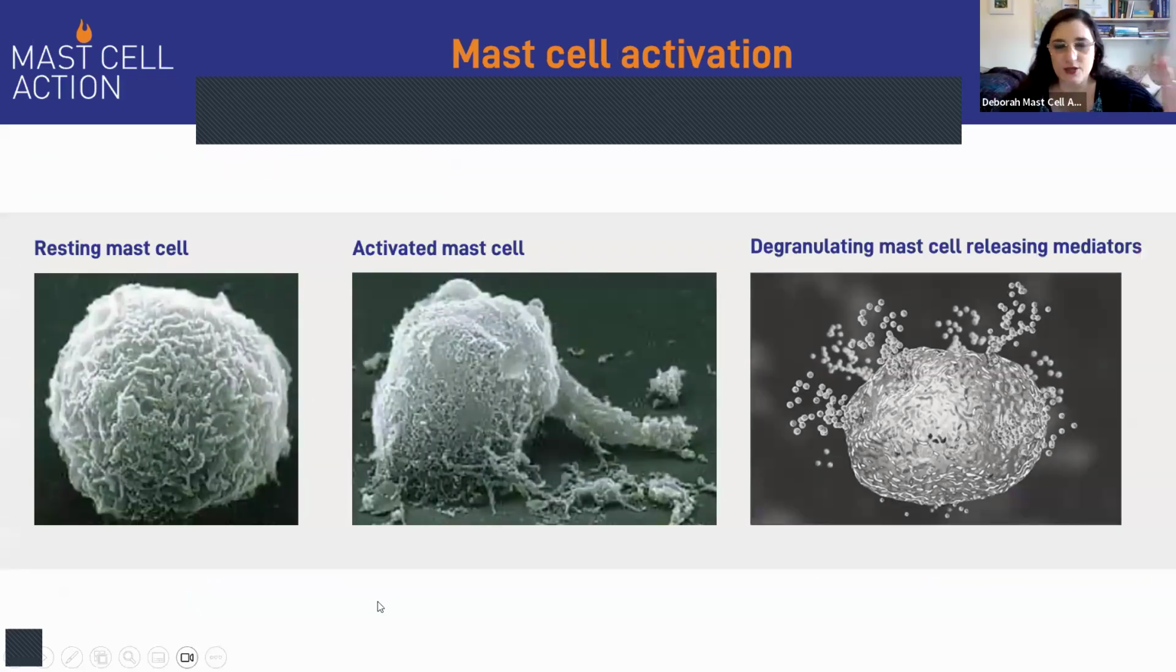But these are some pictures here. You can see the resting mast cell there with all its little granules. You can just about make out on the surface these little pockets. And then the next picture is where it's been activated. This is what we call degranulation, or what it has degranulated, which means the granules in it have burst and it's released all of its mediators. And there you can see that picture there is showing how the mast cells look when they're degranulating and they're releasing their chemicals.